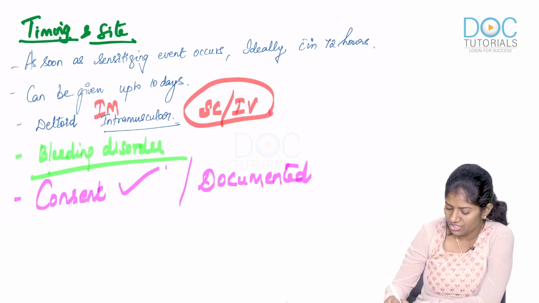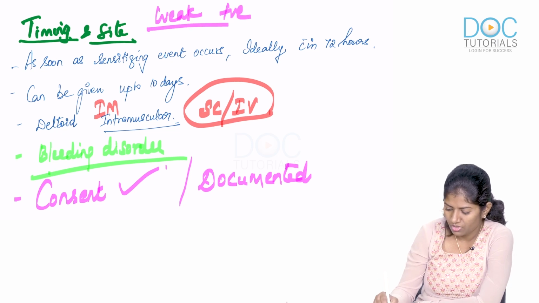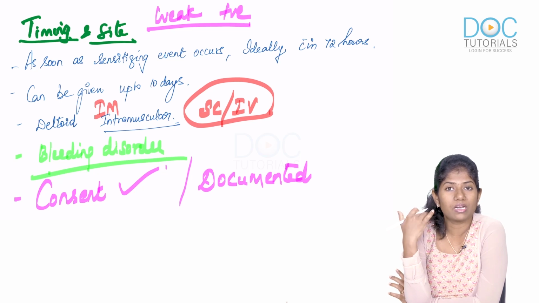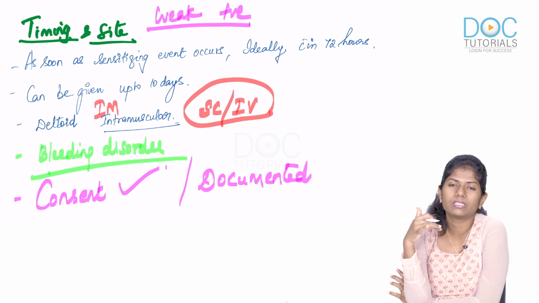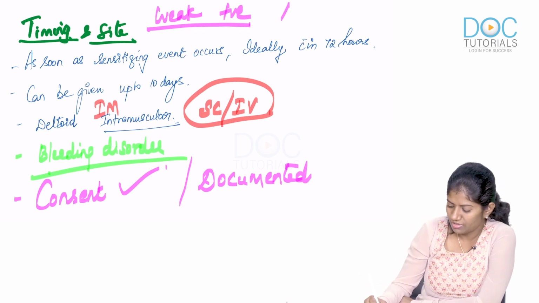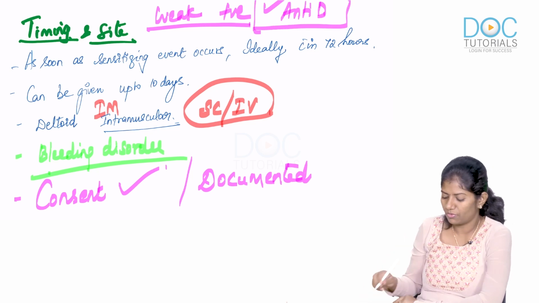Weak expression of Rhd, for all practical purposes, you consider this lady as an Rh negative lady and don't fail to give her anti-D, okay. So, just give her the routine prophylactic dose, okay.